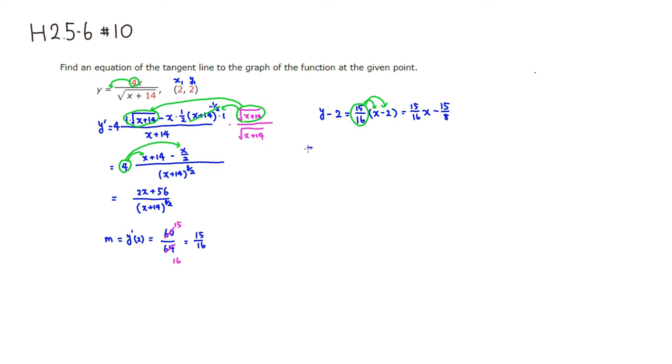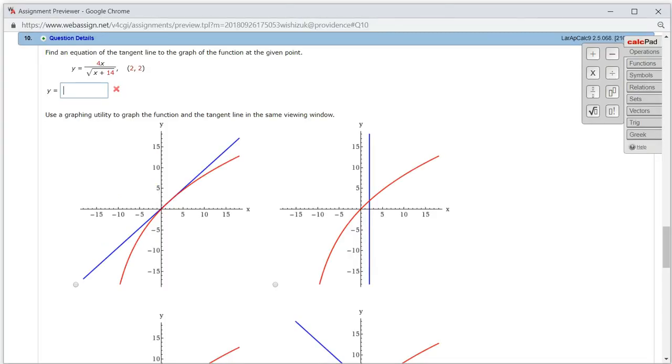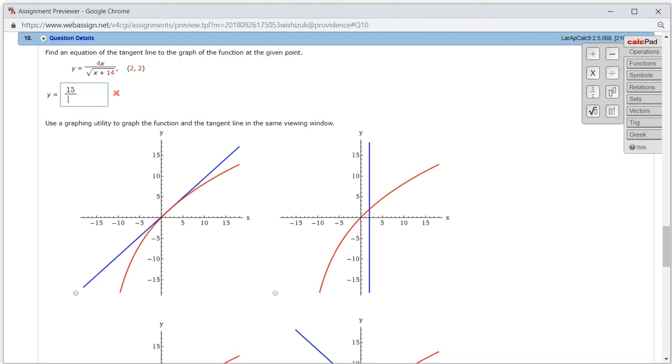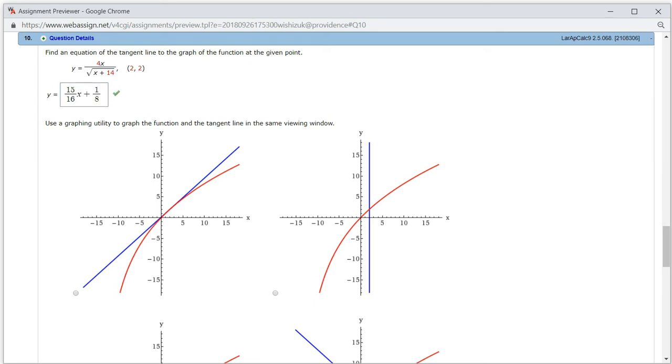Since I want to isolate y, I'm going to add 2 to both sides. So y is equal to 15 over 16 x, and since 2 is 16 over 8, it's going to be plus 1 over 8. So let's type it in: 15 over 16 x plus 1 over 8. Let's check the answer. I came back and it looks like we got this one correctly.